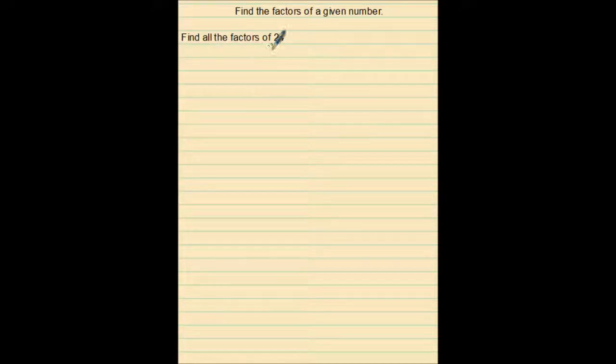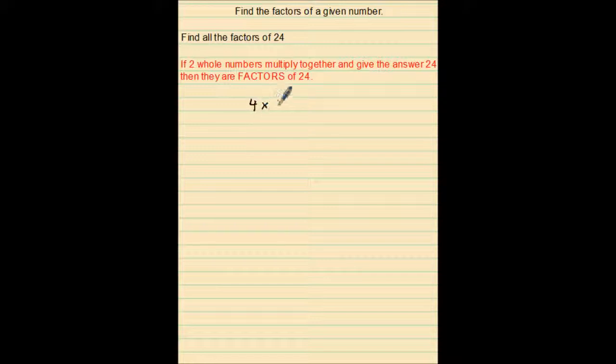In this question, we're asked to find all the factors of 24. Well, I'm not going to find all of them, we'll just find some. The rule is the same. If two numbers multiply together and give the answer 24, then those two numbers are factors of 24. So for instance, 4 times 6 multiplies together to give 24, and so I can say that 4 and 6 are both factors of 24.